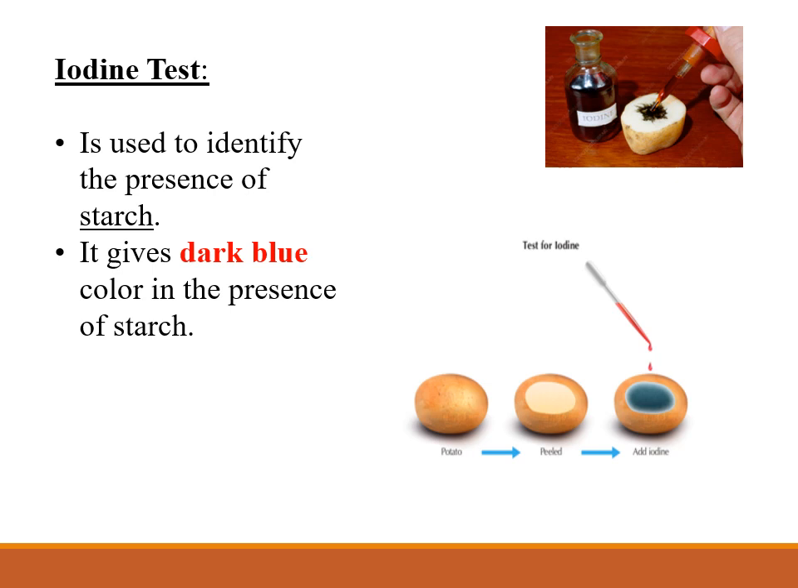These groups of organic food can be identified using some tests. For example, the iodine test is used to identify the presence of starch, which is a carbohydrate. It gives dark blue color after dropping a few drops of iodine solution on a food, for example, potato, like in the adjacent figure. It gives dark blue color in the presence of starch. If there is no dark blue color, there is no starch.